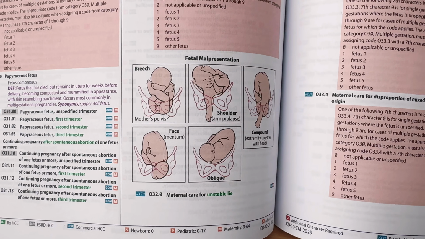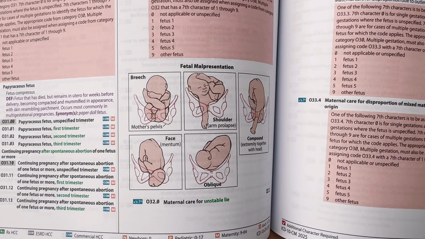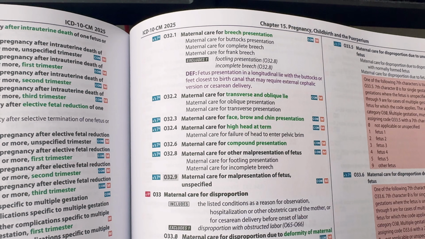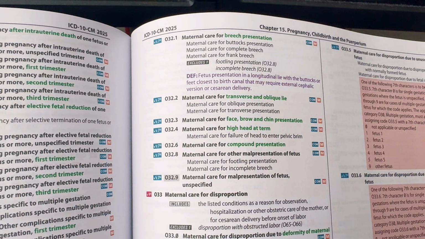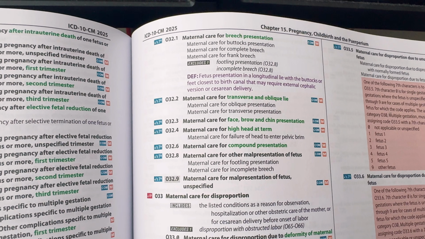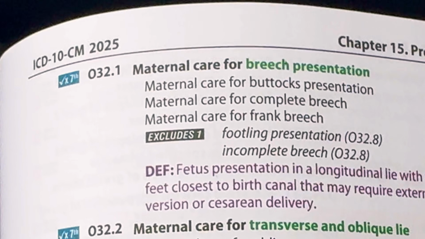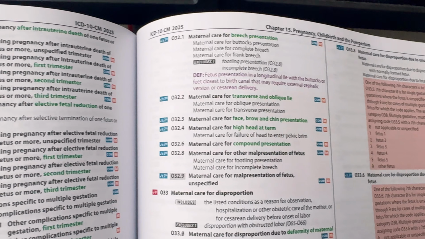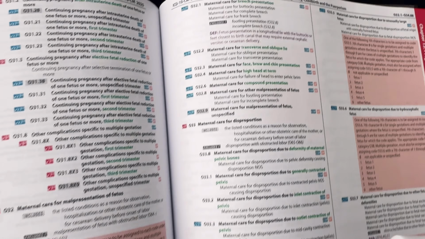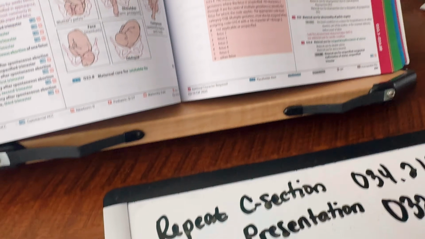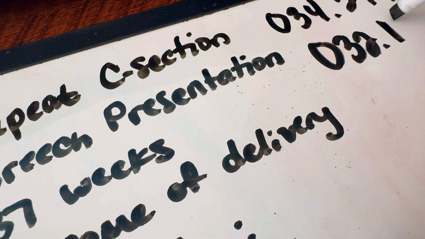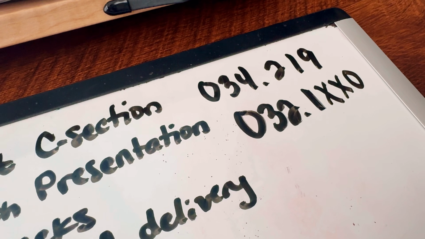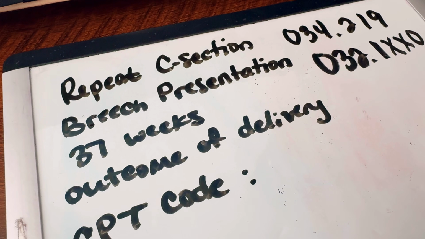So here are some pictures of fetal malpresentations. And again, we have breech. We're going to go with O32.1 because it requires 7th characters. Hang on, let me kind of zoom in here. You guys can see that icon where it says 7th. We have to make sure we have 3 other characters after the 1, which is going to be an XX0. So for this, it's going to be O32.1XX0 for the breech presentation.